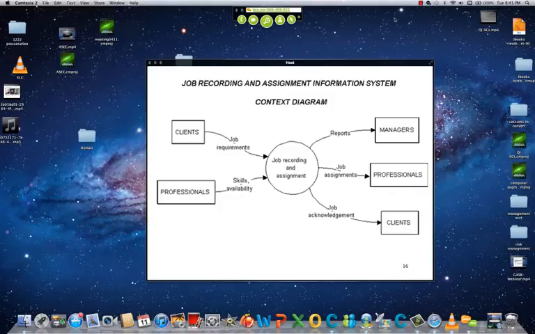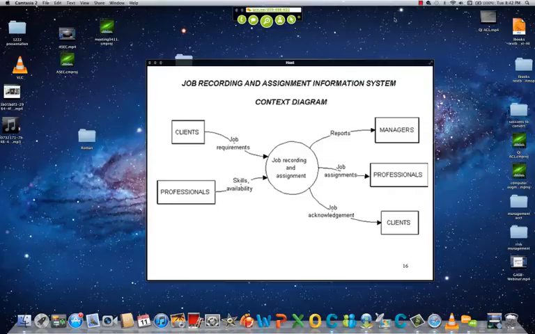So we have clients input job requirements, professionals input information about their skills and availability. Please take a note of the arrow and its direction. It's a one-headed arrow, and it's kind of input. So data flows from clients and professionals to our system, to our job recording and assignment system. This is also called a process.